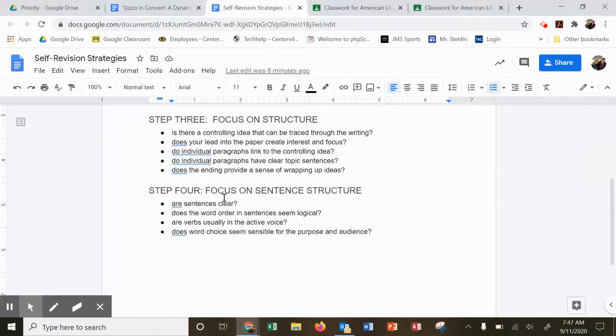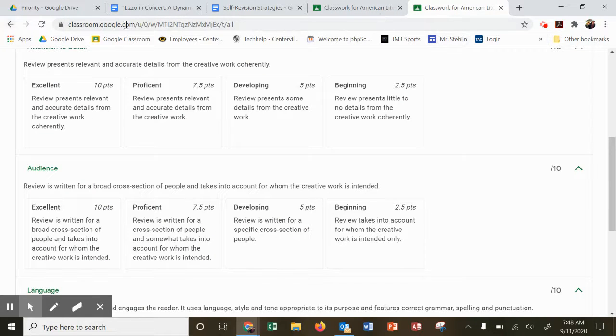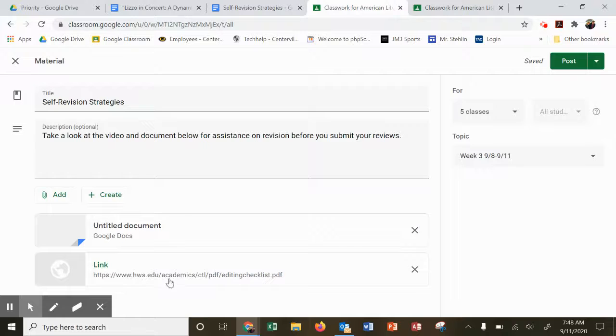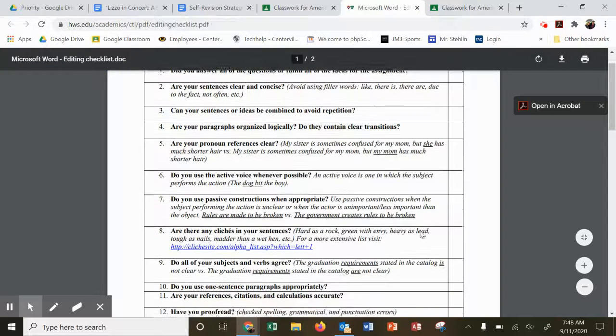Finally, step 4, are sentences clear? Does the word order in the sentence seem logical? Are verbs usually in active voice? Does word choice seem sensible for the purpose and audience? Well, if you need help with sentence structure, I've posted a document to help clarify what that all means here with this link, and I have examples that go along with it.